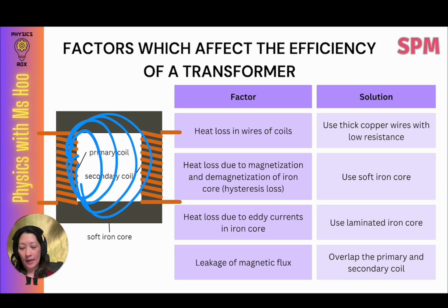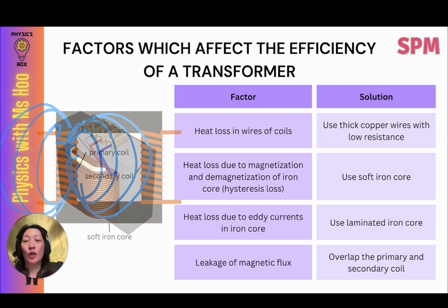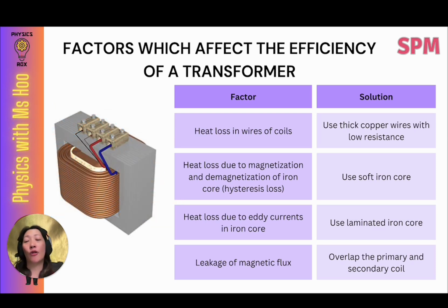On the other side, it kind of goes to waste because they're not cutting across any secondary coil. So that's what we mean in this case by the leakage of magnetic flux. One way to overcome this leakage is to wind the primary and secondary coil over the same section. For example, like this. So you overlap the primary and secondary coil.